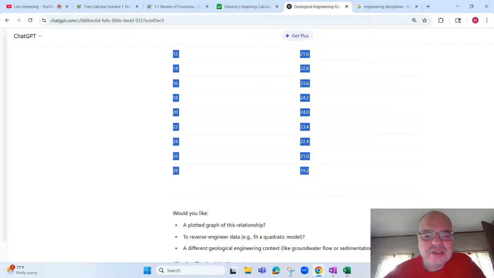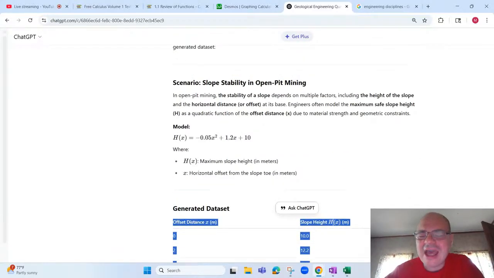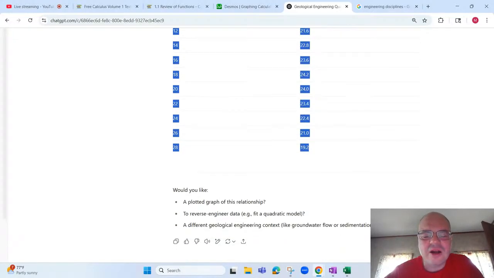Here's some questions that it follows up with. Would you like a plotted graph of the relationship? I came up with a plotted graph based on the data. I reverse engineered and created a quadratic model. So I saw the differences between what was exactly a model of best fit versus the approximated one here, which wasn't quite the best fit for the data.